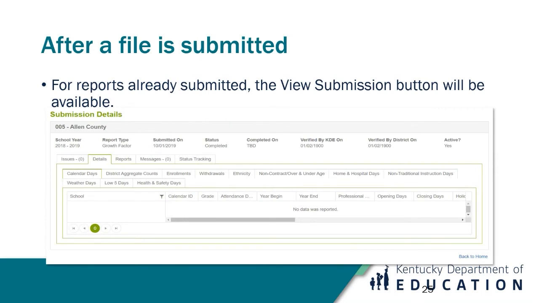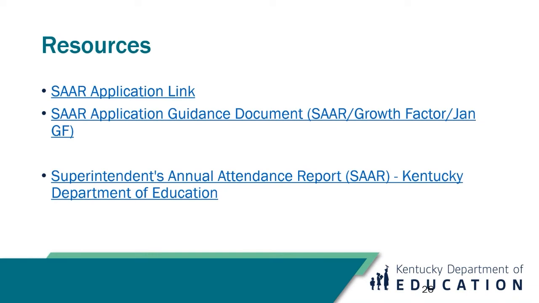And then after a file is submitted, the view submission button will become available, and you will see this, which will show you the details of your submission so that you can see the detailed reports of records that were submitted. And then this is just the link to the actual SAAR application and the SAAR application guidance document. And both of those are linked here on the KDE website under the SAAR page.